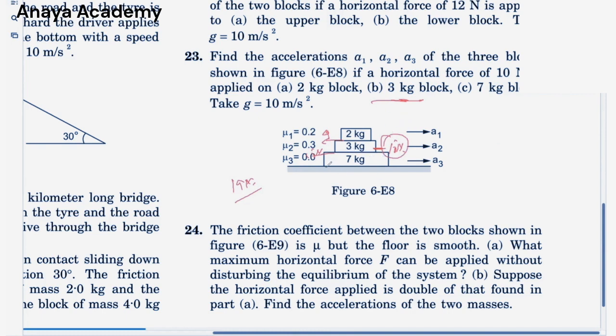So this system is basically what? This surface is frictionless, so the whole system is again moved by this 10 Newton. So acceleration will be 10 upon 12, that is 10g upon 12, which is equal to 5g upon 6. So A1, A2 and A3, all three will be 5g upon 6. Okay.